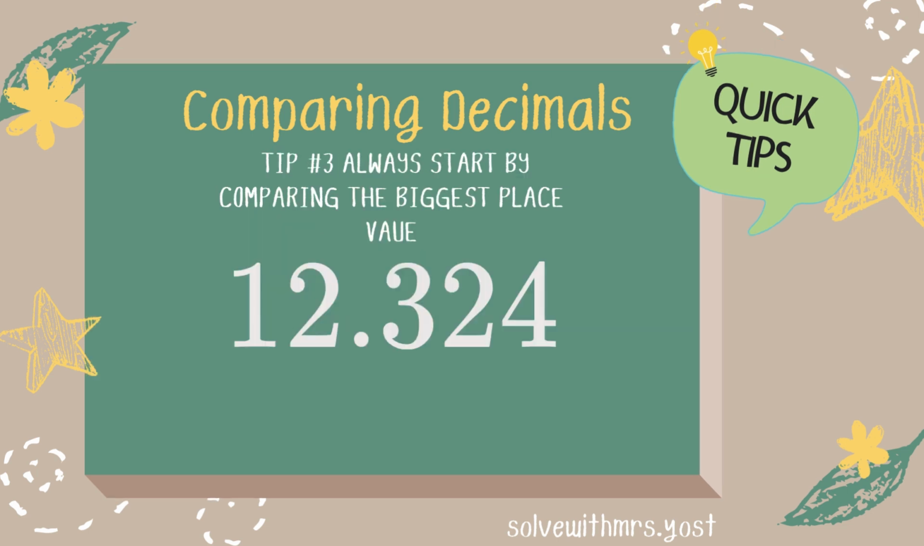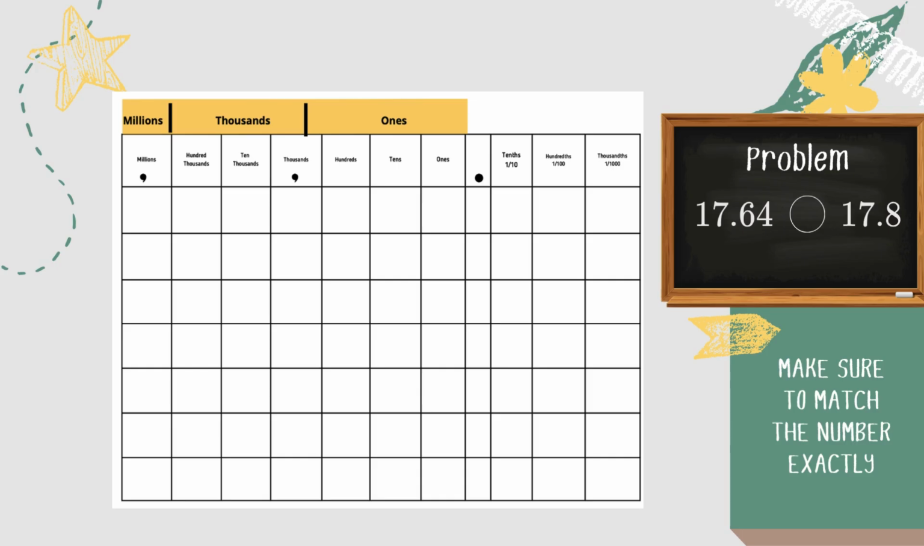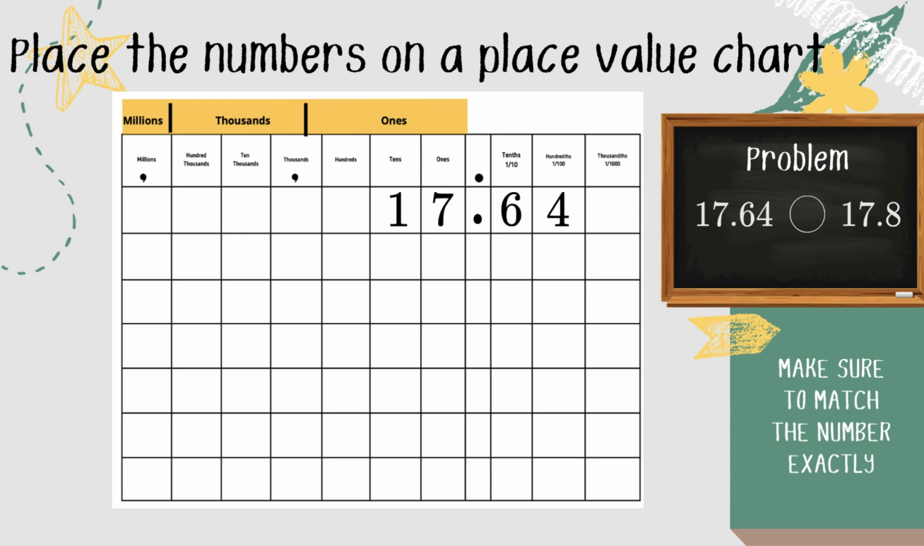When comparing decimal numbers, always start with the biggest place value. This is going to be the place value all the way to the left. Place both numbers on the place value chart. Make sure to put the decimal in the correct space. We start with the biggest place value.